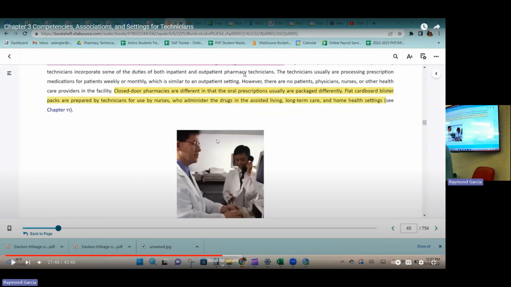So a lot of closed door pharmacies do a lot of IV work as well, compounding as well. So these are for patients who don't want to have to deal with all the back orders or busyness of the CVS, Walgreens. So they'll go and they'll get their scripts from a closed door pharmacy where they are filled monthly, sometimes per 3 months.